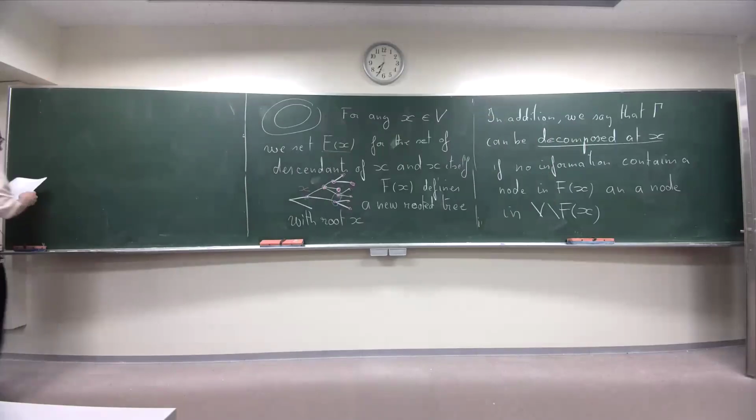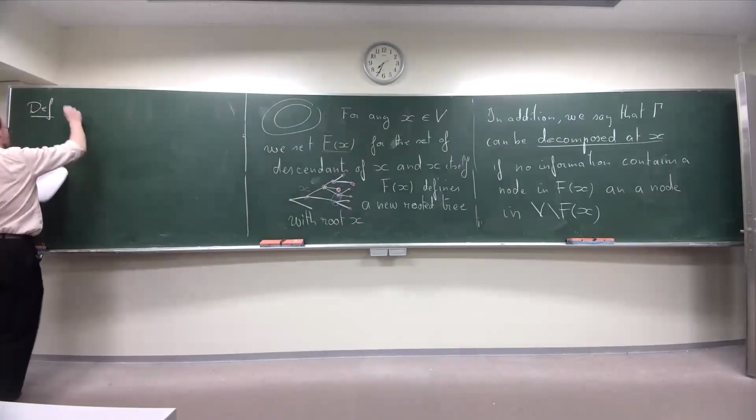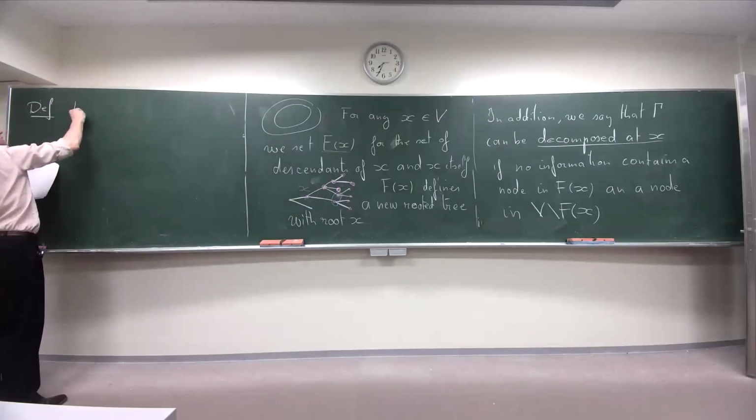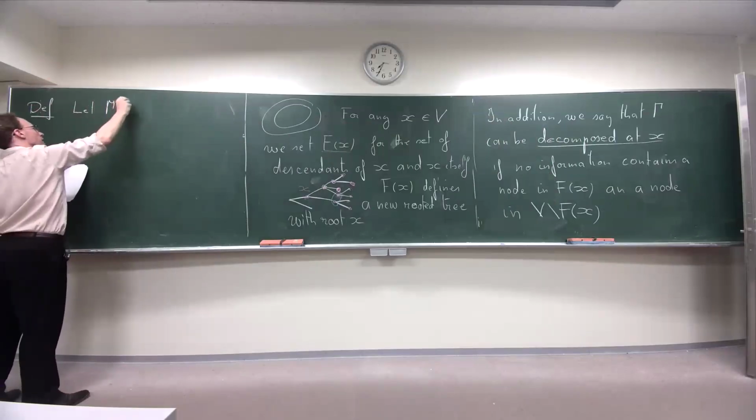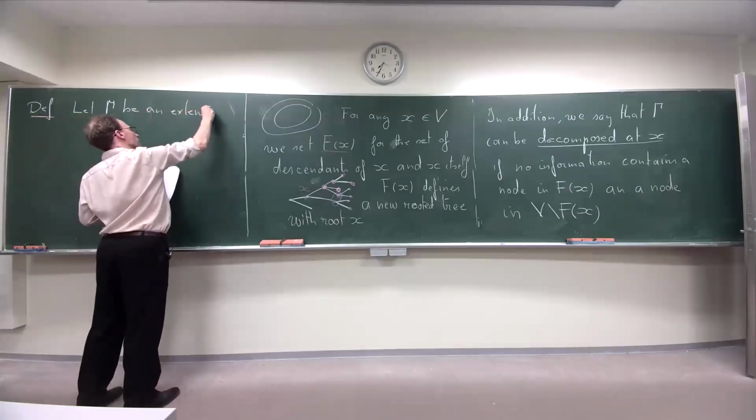Okay, so now I can give the main definition for this new Nash equilibrium. Or I need just one more thing before. So let gamma be an extensive form game.